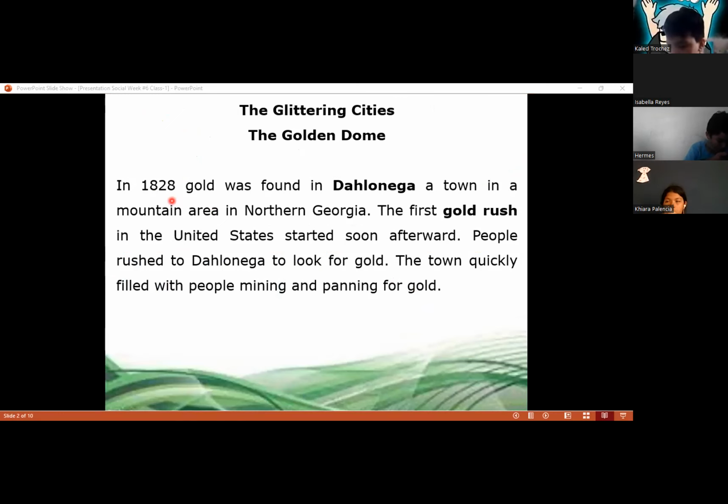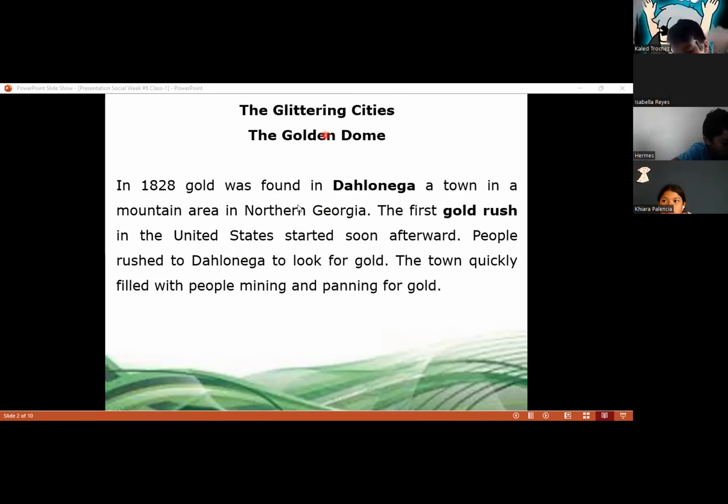The glittering cities. In 1828, gold was found in Dahlonega, a town in a mountain area in northern Georgia. The first gold rush in the United States started soon afterward. People rushed to Dahlonega to look for gold. The town quickly filled with people mining and panning for gold.